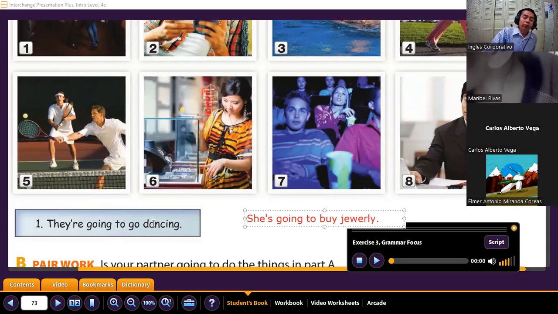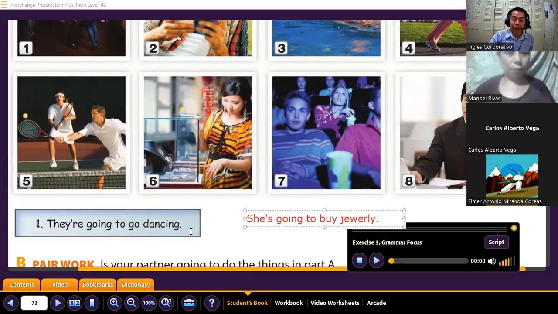Notice that there are two ways to say it. Go dancing, for example, right? I am going to go dancing. Or I can say, I am going to dance. Play tennis. I am going to go playing tennis. Or I am going to play tennis, right? Las dos están correctas. Okay? Now, let's go to the pronunciation.